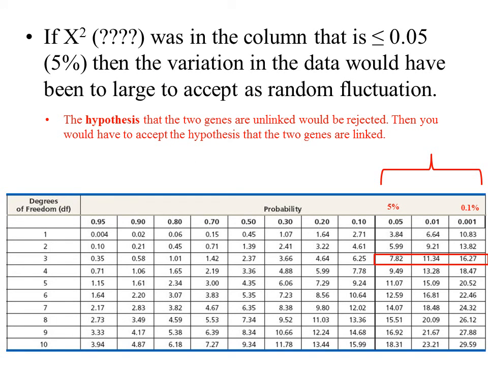Now, if the chi-square was in the column that is smaller or equal to 5%, then the variation in the data would have been large enough to not be accepted as random fluctuation. So this means we would have rejected our hypothesis, and we would have to accept the hypothesis that the genes are linked.